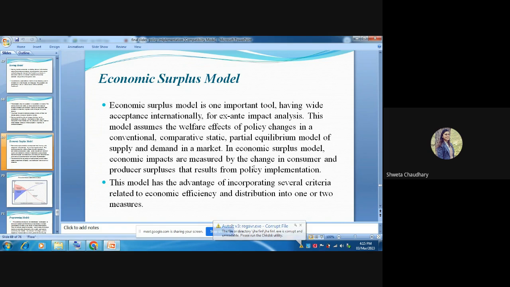It means after implementing certain policies to raise the income of the farmer, certain subsidies or incentives are given to the farmers for their production. Whether it increases the producer surplus or not. If a certain discount or certain support is given to the farmers, after that, has the economic value of production increased or not? This is what we see in the economic surplus method. So this is a good method.